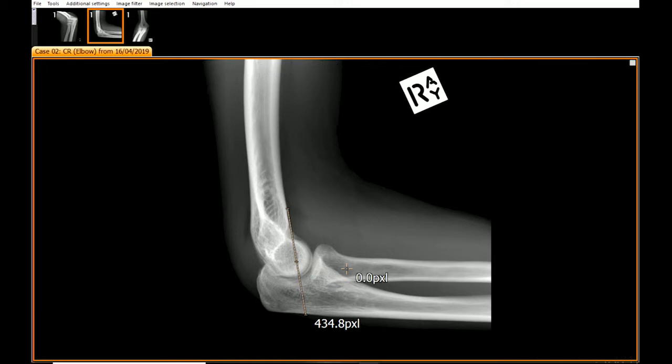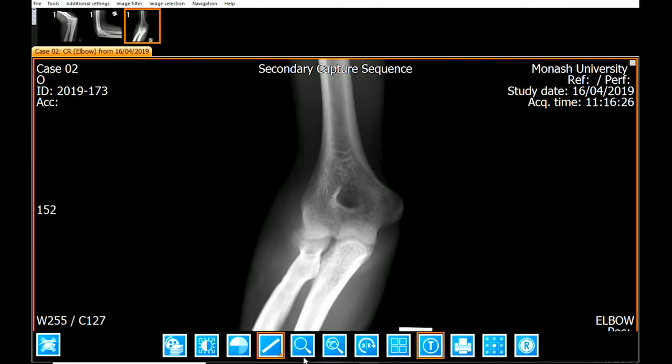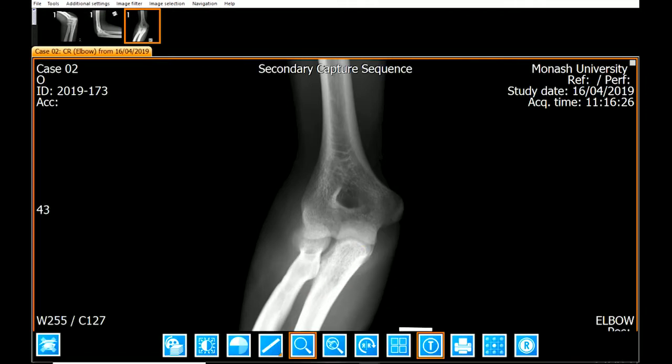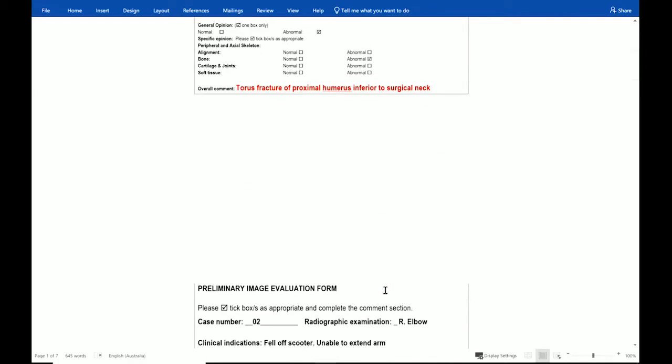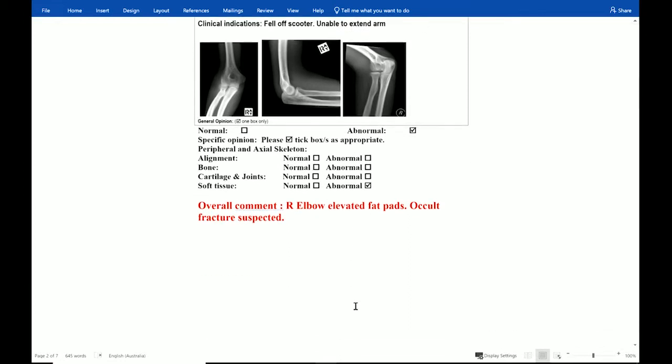That seems quite normal. The radiocapitellar line is also normal. And then on the other view, no apparent bony fractures. So for case 2, it's abnormal because the soft tissue is abnormal. So your overall comment is there's a right elbow elevated fat pad and an occult fracture is highly suspicious.